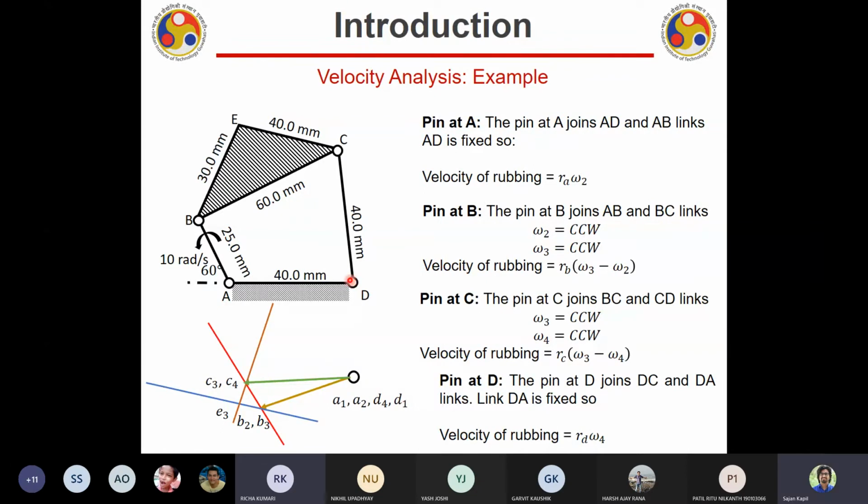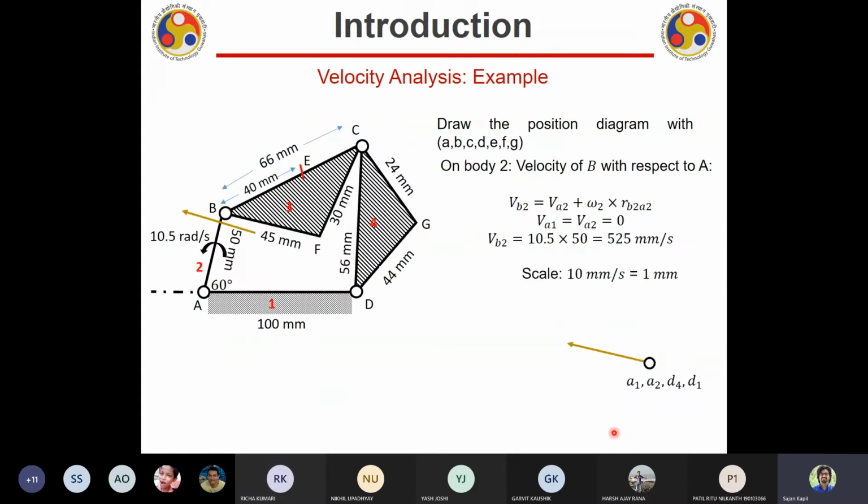Very good. C. What is omega 4? How much is the omega 4? Wait a minute. You said 3. Are you sure? I'm talking about point D, pin D. Oh, sir, D. I thought C. Sir, then it will be only omega 4. Omega 4. Correct. Why? Because omega 1 is 0. So your rubbing velocity will be RD omega 4. All of you got it.